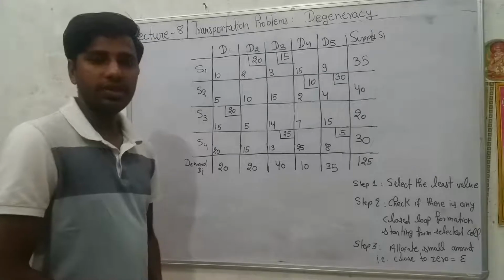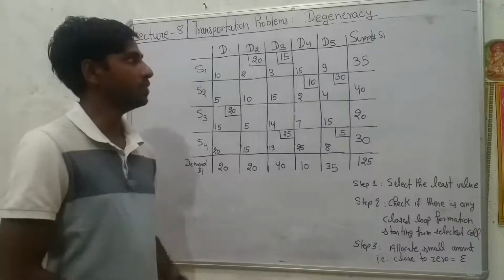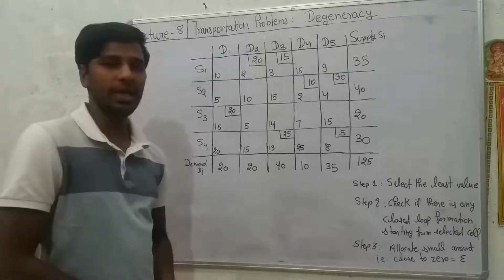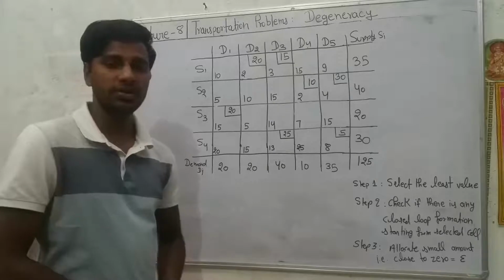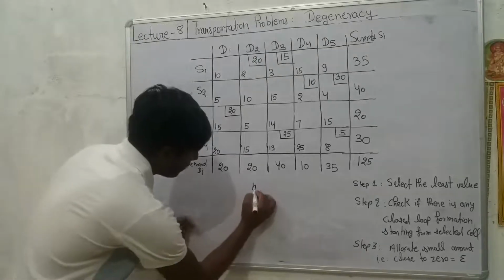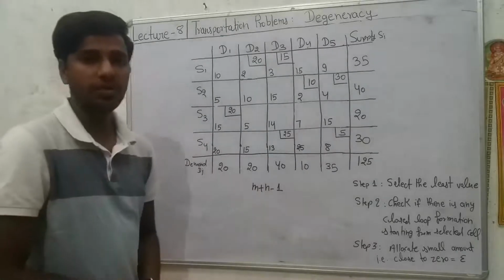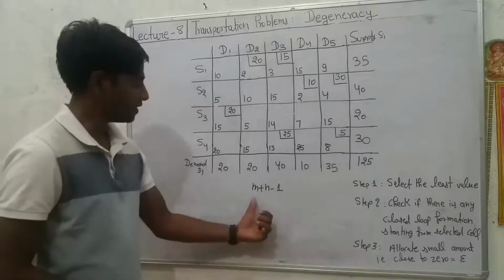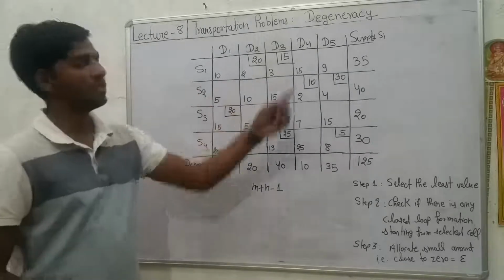Hello everyone. In this video, we are going to discuss a special case of transportation problem known as degeneracy. As we have discussed, the initial feasible solution of a transportation problem should have m plus n minus 1 number of occupied cells, where m denotes the number of sources and n denotes the number of destinations.